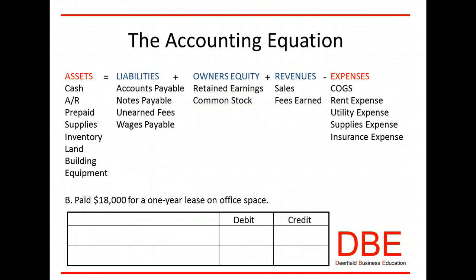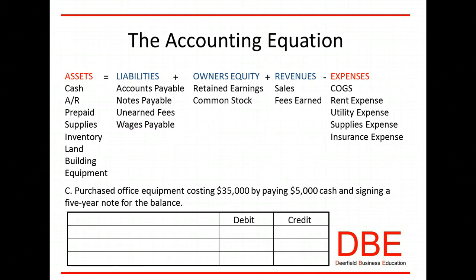Paid $18,000 for a 1-year lease on office space. So we're paying cash, so cash is going down. So we're going to credit the cash account. And what we're doing here is we're acquiring an asset, prepaid rent. That asset's going up, so we're going to debit the prepaid rent asset account, and we're paying for it with cash, which is also an asset, and that's going down, so we're going to credit that account.